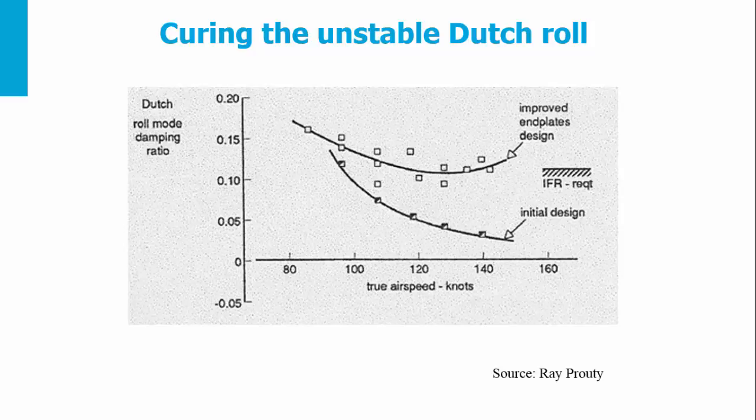You see the Dutch roll mode damping ratio as a function of the true airspeed. And you see that in the initial design, as the forward speed was increasing, the Dutch roll mode damping was decreasing. Therefore, end plates were added to the BK117, and you see the improvement in the roll damping. This is actually an example of designing for flying qualities.